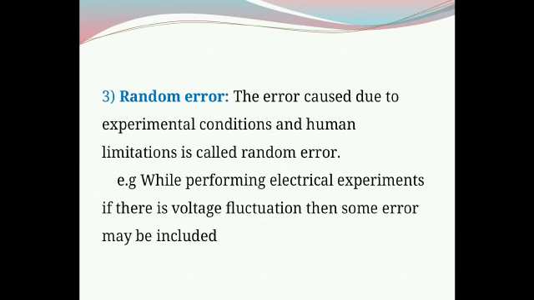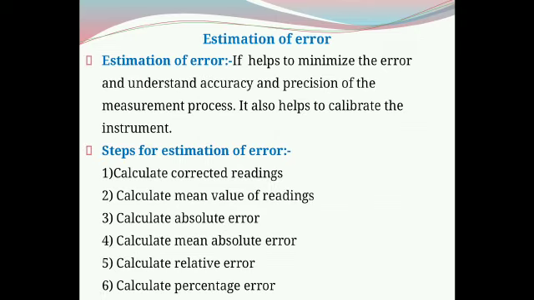And the next type is called random error. The error caused due to experimental conditions and human limitations is called random error. An example is while performing electrical experiments, if there is voltage fluctuation, then some error may be included. And these errors can be minimized by taking a large number of readings of the physical quantity which is to be measured, and using a smaller least count instrument.